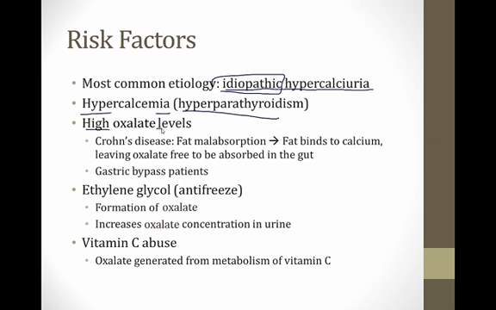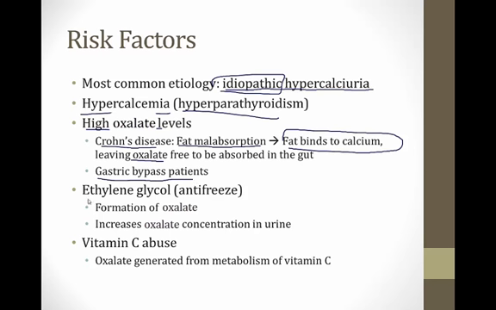So why would you get high oxalate levels in your blood? Well, patients who have Crohn's disease cannot absorb fat. They have fat malabsorption. And fat will bind calcium in the gut, and this will leave oxalate free to be absorbed because normally calcium and oxalate are bound together in the gut. But when the calcium gets pulled out by the fat, the oxalate is free and it gets absorbed, and therefore patients with Crohn's can have high oxalate levels in the blood, which sets them up to have calcium oxalate kidney stones.